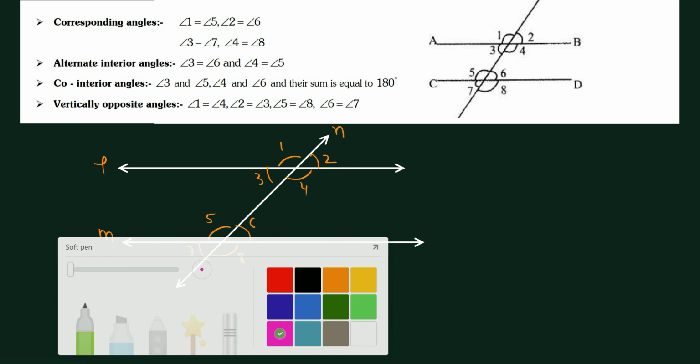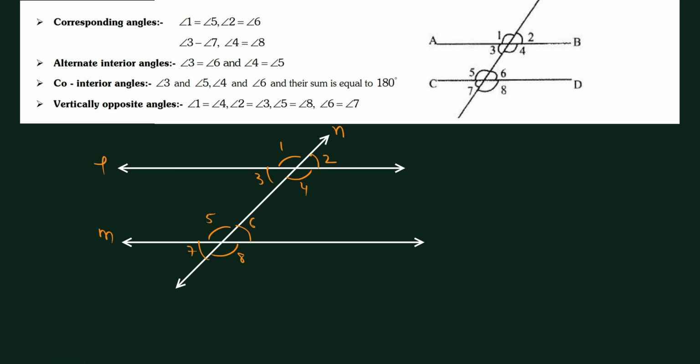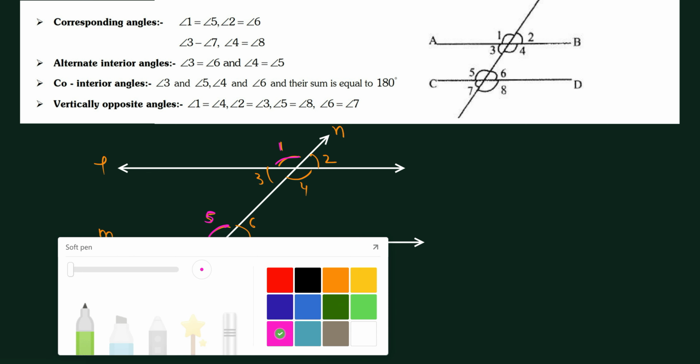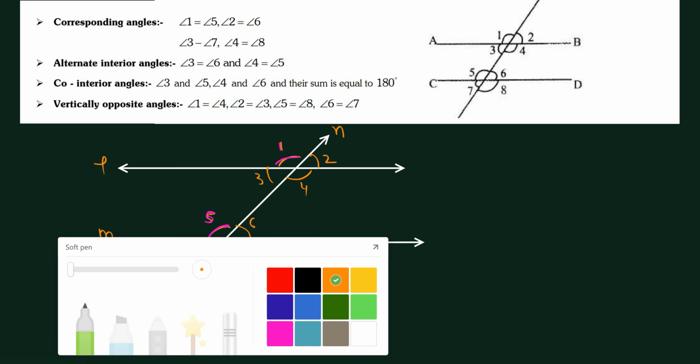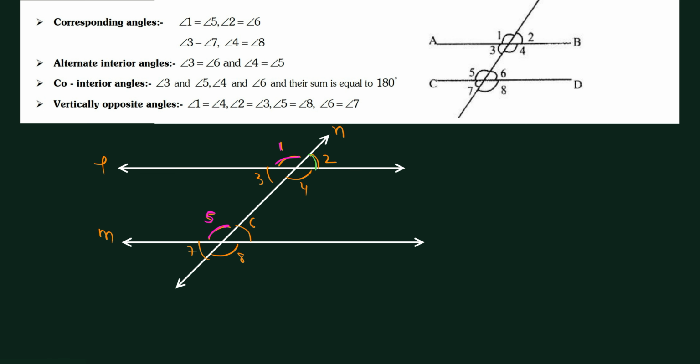Now you see, angle 1 and angle 5 lie on the same side of the transversal line and above the parallel line, and these two angles we call corresponding angles. Angle 1 is equal to angle 5. Similarly, angle 2 and angle 6 also lie on the same side of the transversal line and above the parallel line, and angle 2 equal to angle 6 are also corresponding angles. And similarly here angle 3 and angle 7 lie on the same side of the transversal line but below the parallel line, and angle 3 and angle 7 are also corresponding angles.